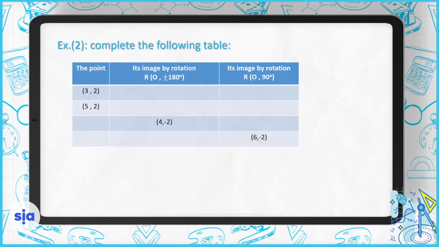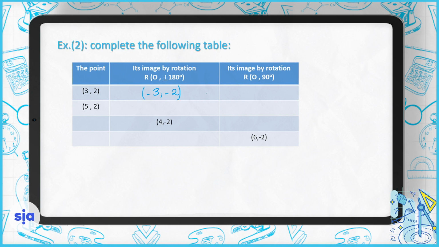Let's now go to exercise number 2. In exercise number 2, the question wants me to complete the table. For the point (3, 2), if there is a rotation R(O, plus or minus 180), it becomes (-3, -2), because we know that the rotation plus or minus 180 gives (-x, -y). So we change the signs of x and y.